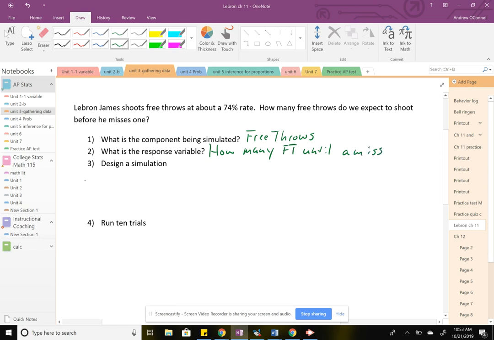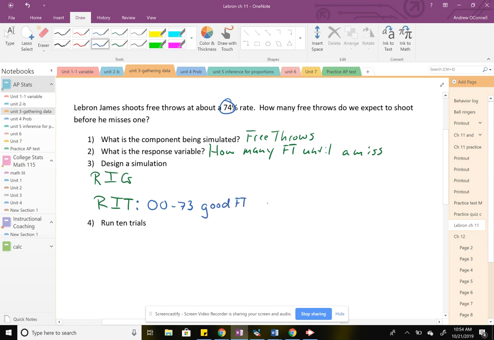Designing a simulation either involves a random integer generator or a random integer table. The AP makes you use a table, so I'll show you that first. Since we're looking at a 74% rate, we have to consider double digits. We have to assign digits, so 74% of digits, 00 to 73, will represent a good free throw.